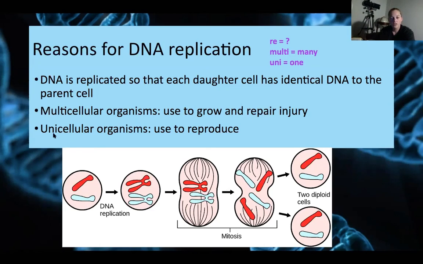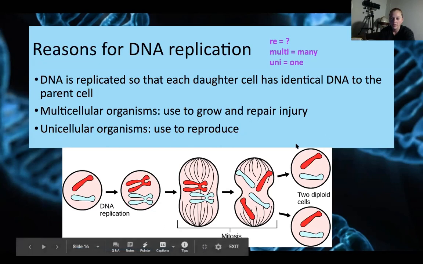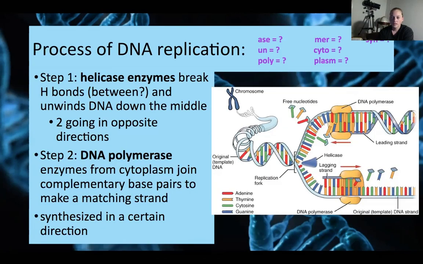Now, unicellular organisms use DNA replication solely as a form of reproduction, and we will get to how cells reproduce a little bit later in this process called mitosis. Today we're going to just focus on how DNA is replicated in preparation for mitosis. DNA replication is a really complex process.